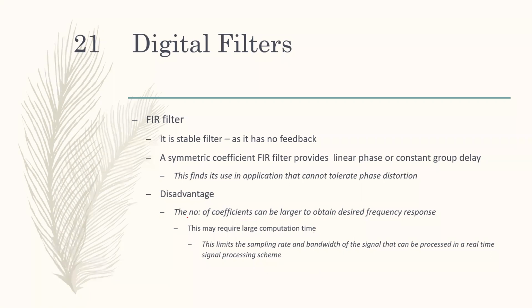Now, because of these two aspects, it puts some limit on the sampling rate and the bandwidth of the signal that can be processed. Suppose the bandwidth is too high, then it might lead to a very large number of coefficients to be estimated for a FIR filter. So this imposes limits on the sampling rate and the bandwidth of the signal you will be processing.